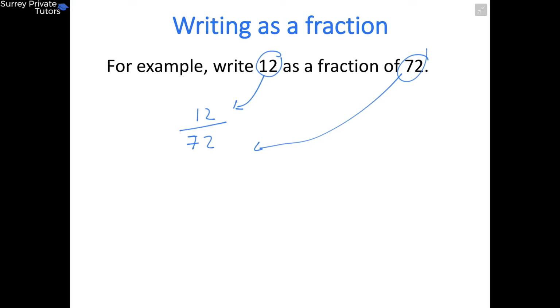So 12 and 72, they can both be divided by 12. So 12 divided by 12 just gives you 1. And then how many 12s go into 72? That is 6. So you end up with 1/6.